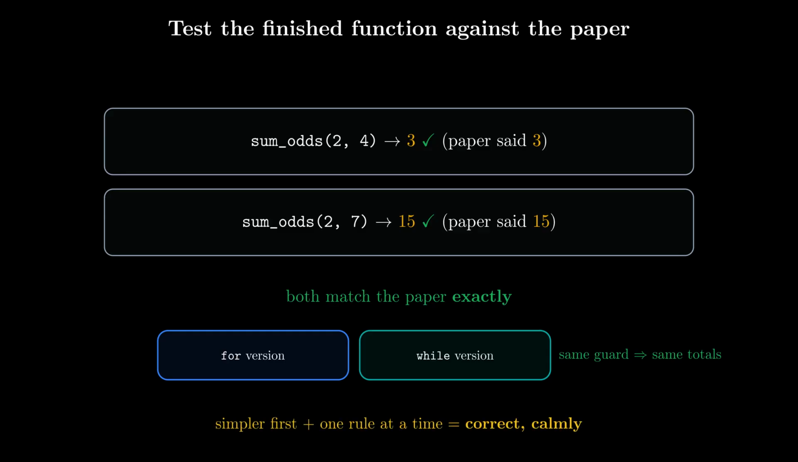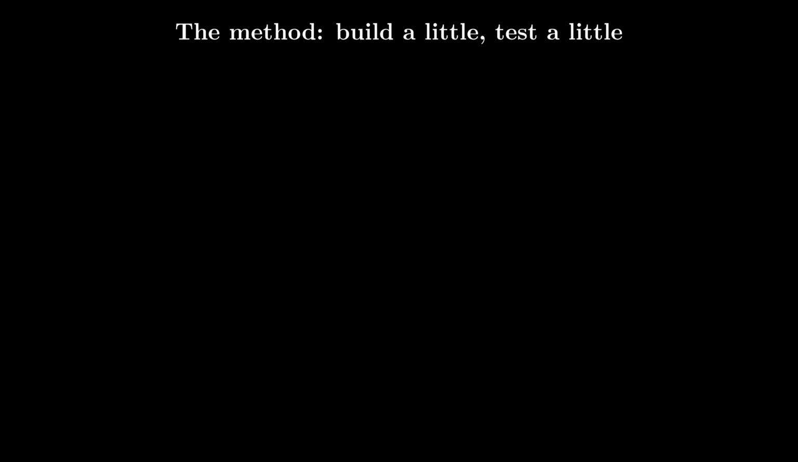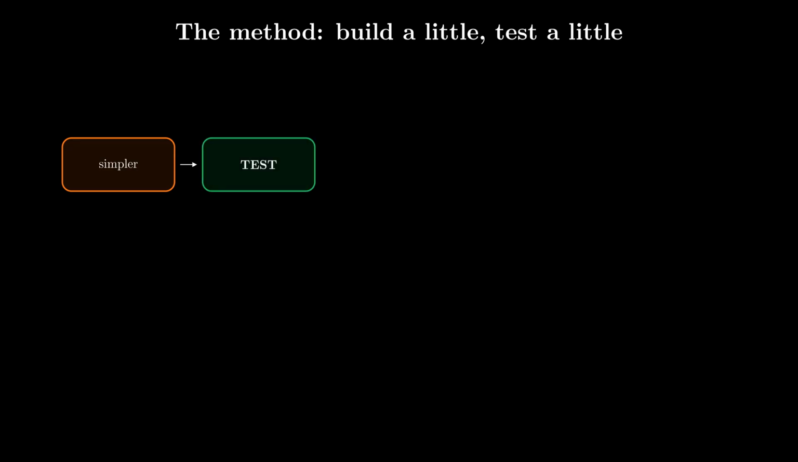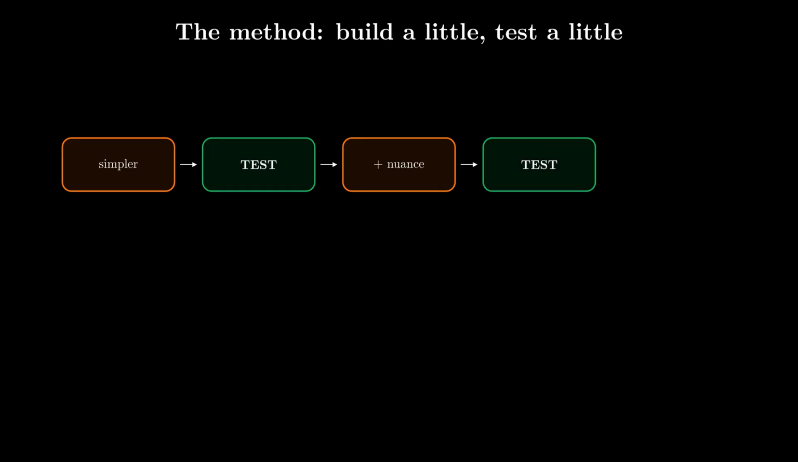By solving a simpler problem first and adding one rule at a time, we reach the correct function without wrestling a whole tangle of bugs at once. Step back and see the method. Solve a simpler problem first, then add functionality a little at a time as new nuances appear, instead of writing one huge block and drowning in errors.